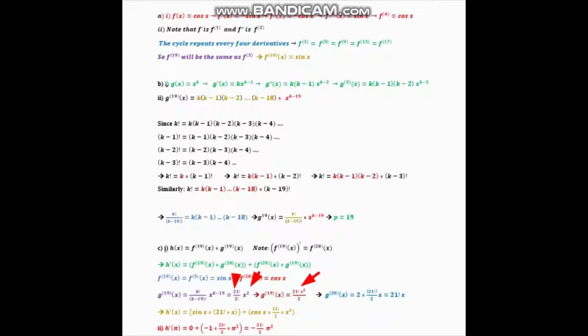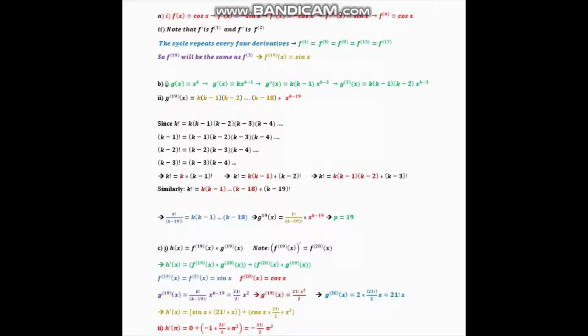Next, I need to find my v dash. So I differentiate this term. I differentiate g19 in order to obtain g20. So 21 factorial over 2 is a constant. I multiply this constant by the original power, which is 2. So I get 2 times 21 factorial over 2. And I reduce the power by 1, so x squared becomes x. If you simplify this, you cancel the 2's together, and you get 21 factorial x.